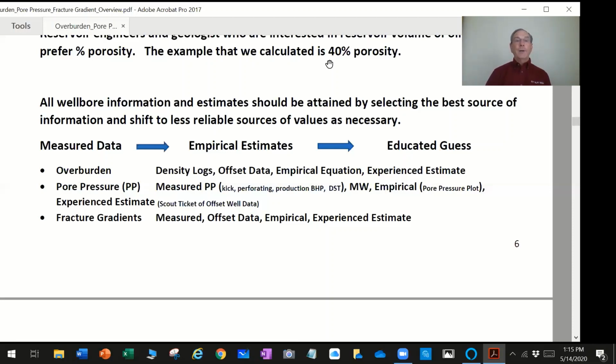Now, pore pressure, again, we always want to use the best data and then transition to less reliable data as we have to.